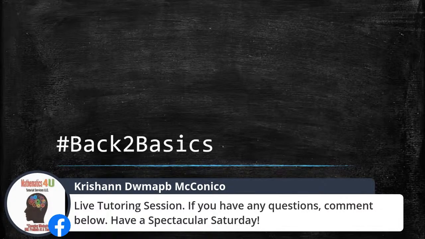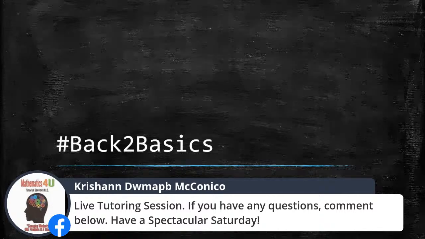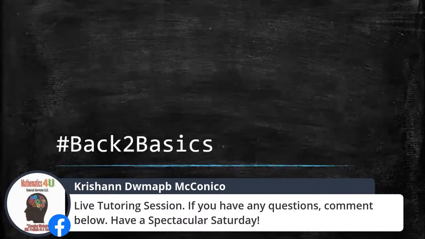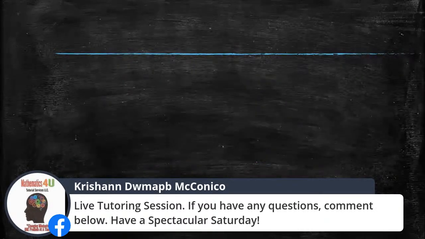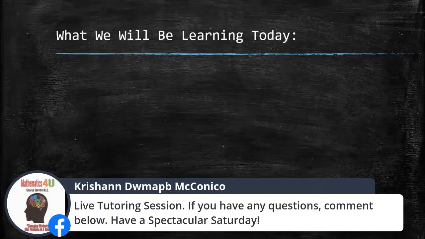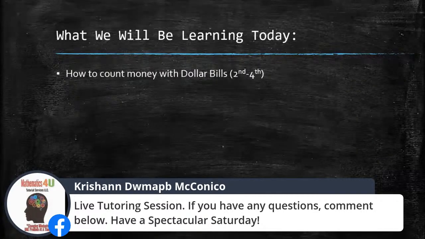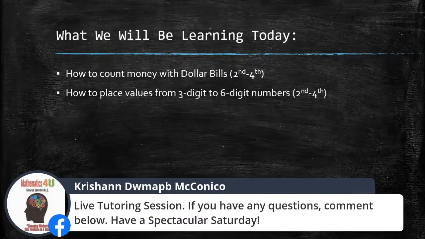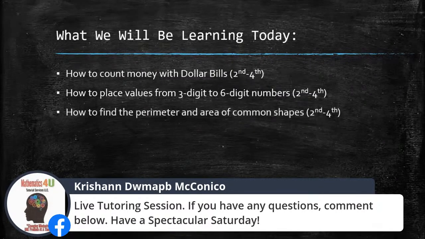Back to the basics. Money, dollar bills, place value 3-digit to 6-digit, and perimeter and area 2-digit. First up, we will be learning today how to count money with dollar bills, how to place values from 3-digit to 6-digit numbers, and how to find the perimeter and area of common shapes.